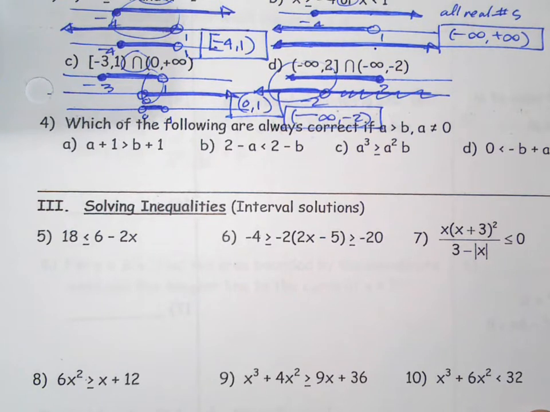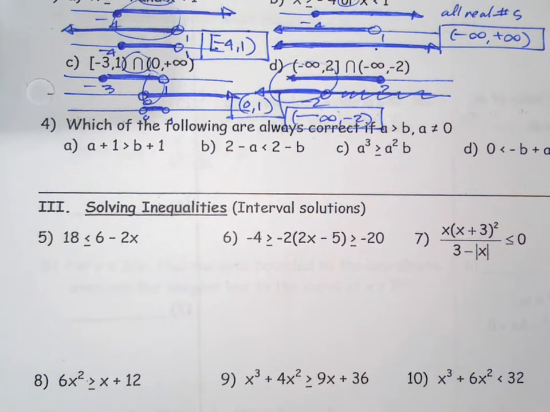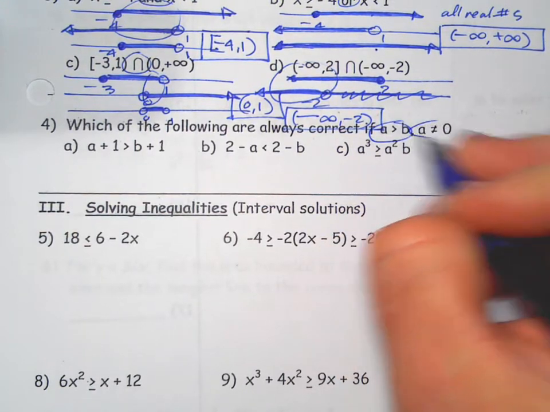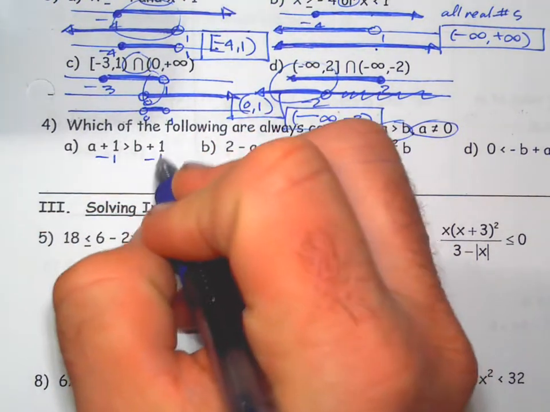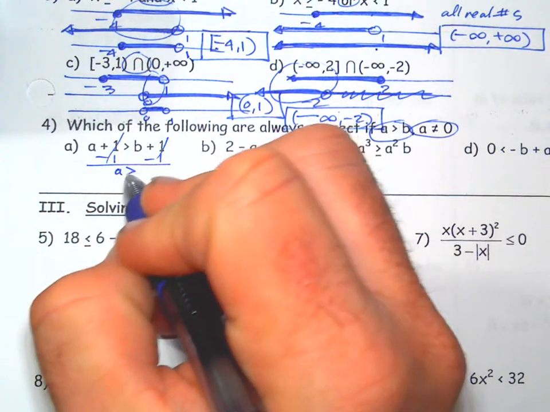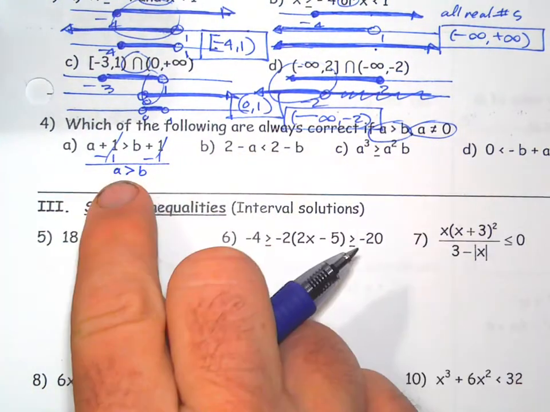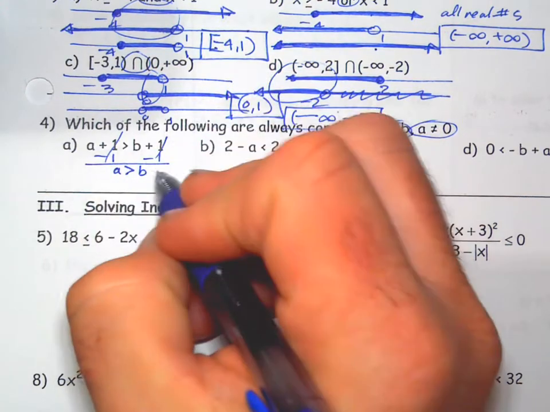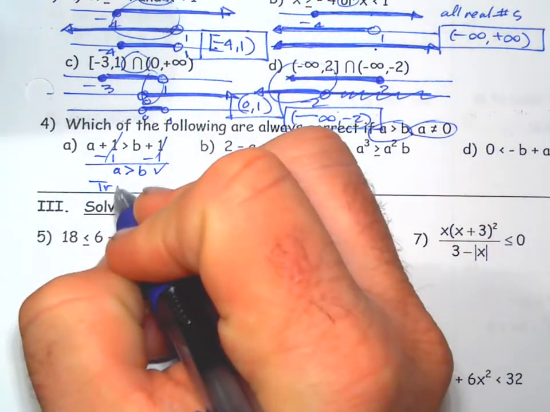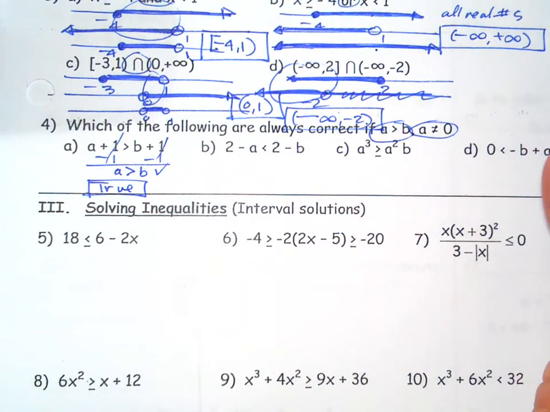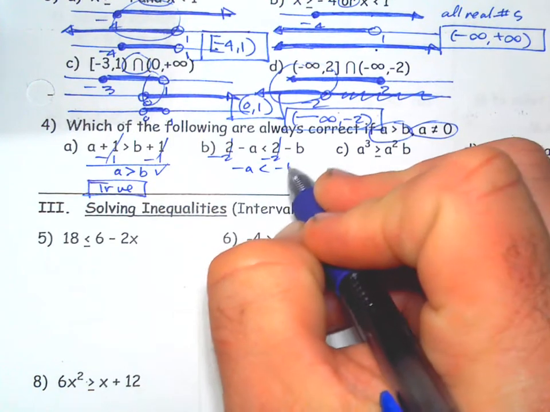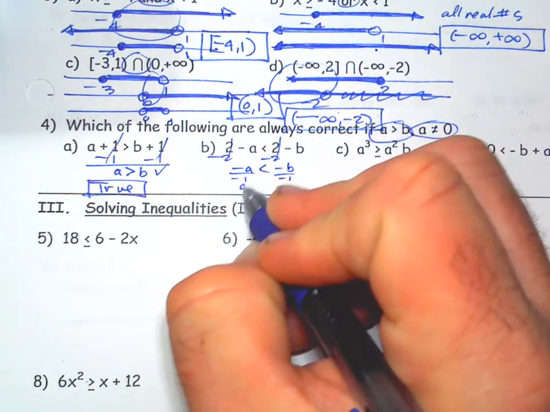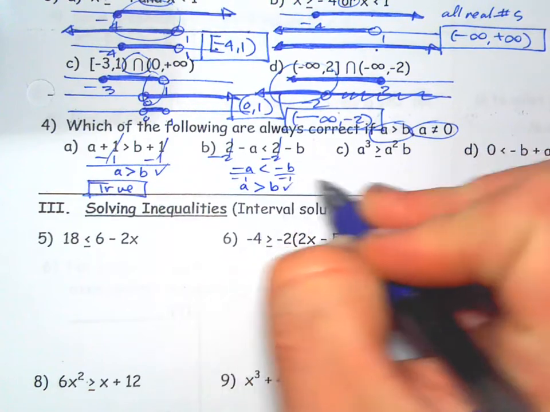Now, number 4, A, B, C, D. This is a little different question. Which of the following are always correct, meaning true, when A is greater than B, but A cannot be equal to 0? Now, some of these you could do a little math and say, well, if A is greater than B, then A is greater than B is always true, right? And you're showing some work. This one here, we can subtract 2 from both sides. We could divide both sides by -1, which would require you to flip the symbol. And sure enough, that is always true.